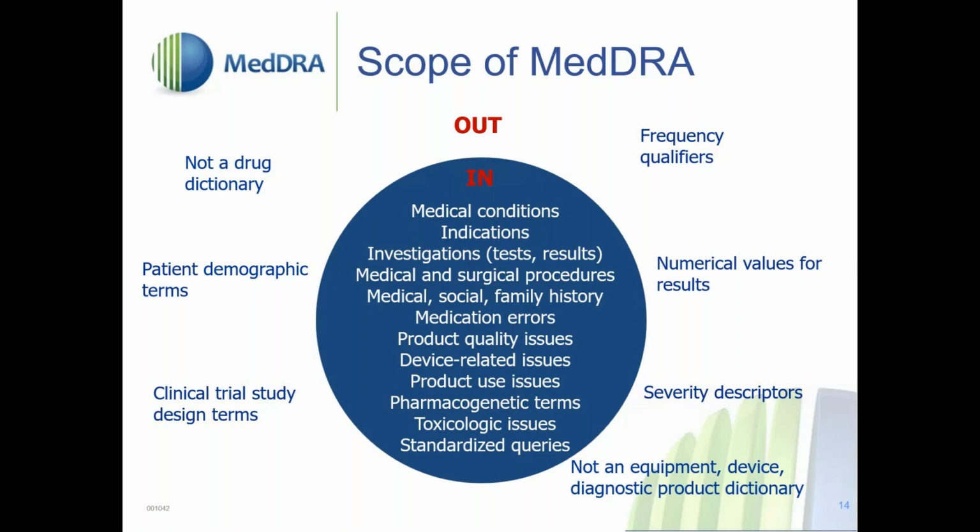So think of signs, symptoms, diseases, diagnoses, indications, names of investigations, qualitative results of investigations, like if an investigation was positive, negative, present, absent. It's also scoped for medical and surgical procedures. It's also scoped for medication errors and product quality terms, device-related issues, product issues, and also for medical history, family history, and social history. So even though social history and social circumstances are not typically regarded as medical terms, they do fall within the scope of medical relevance.